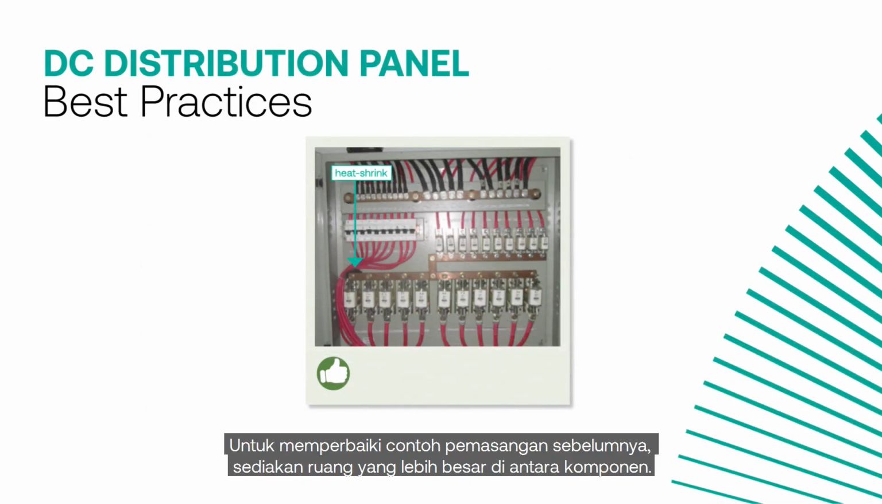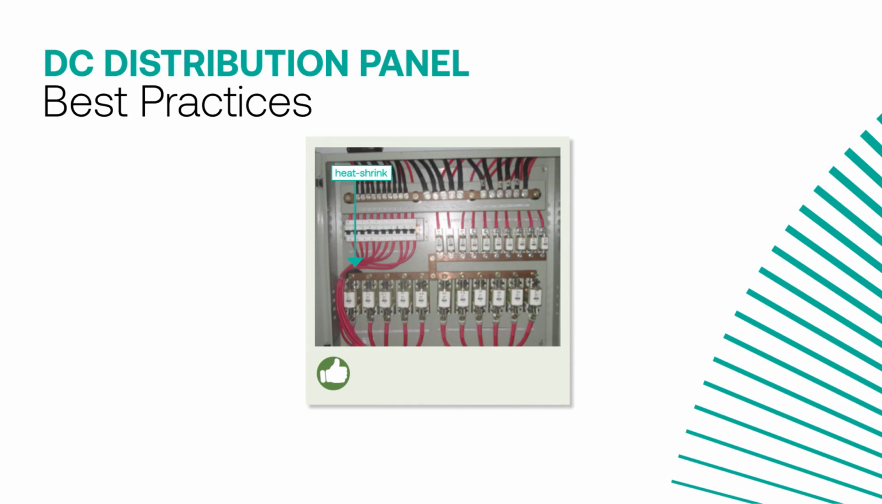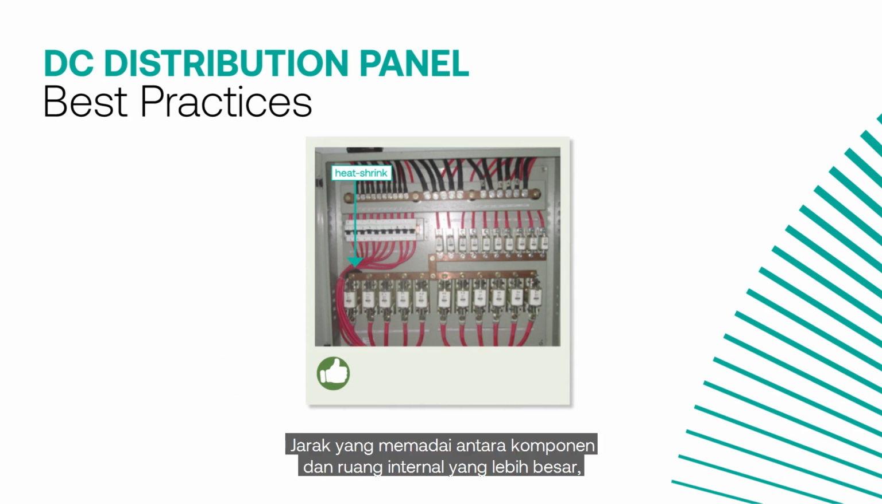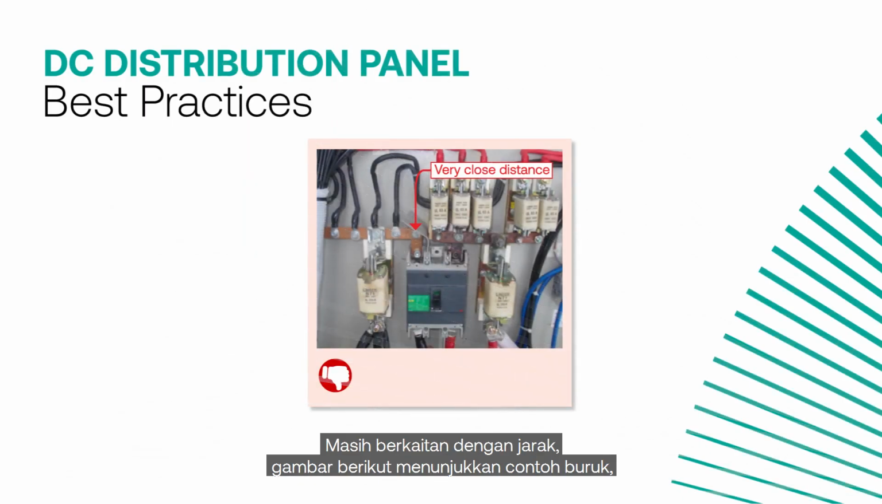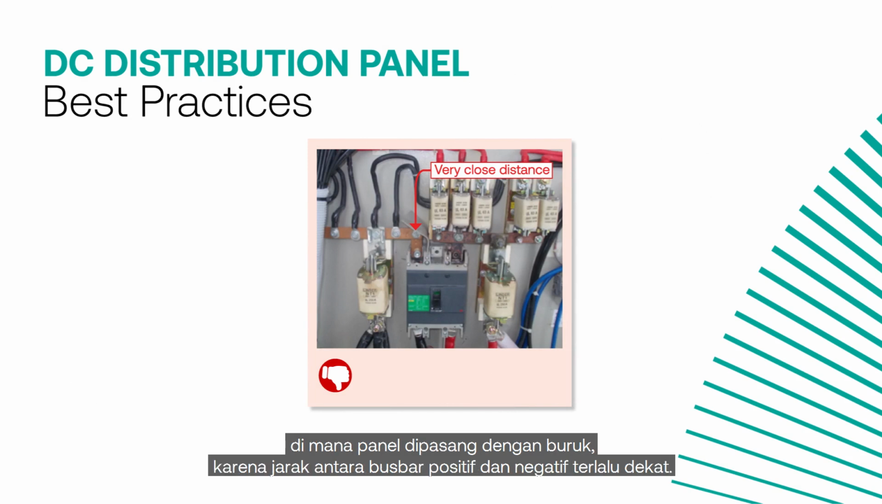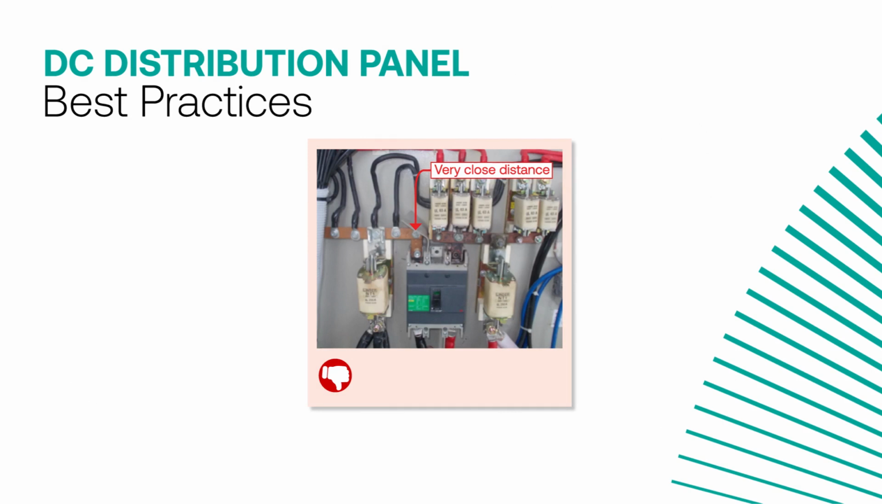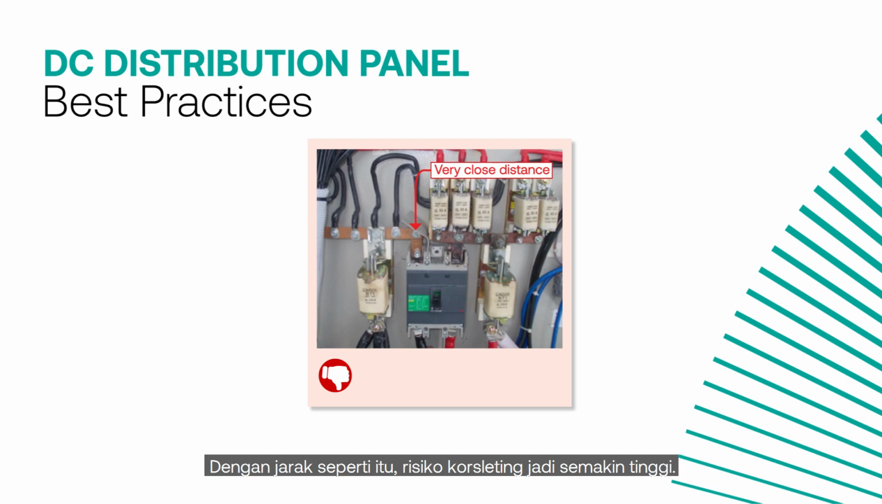To fix the previous example installation, allow bigger space between the components. Adequate distance between components and bigger internal space allow the electrical components to dissipate heat. Still related to distance, this picture shows a bad example in which panel is installed poorly, as distance between positive and negative busbar is very close. With such close distance, the risk of short circuit is higher.